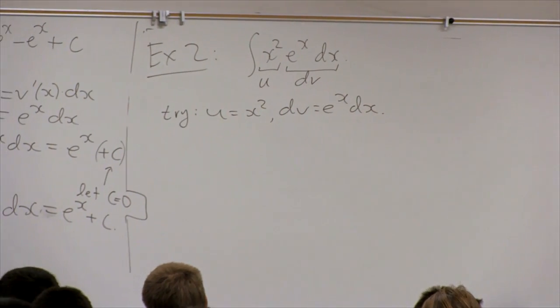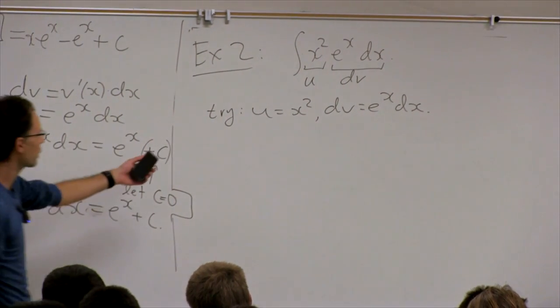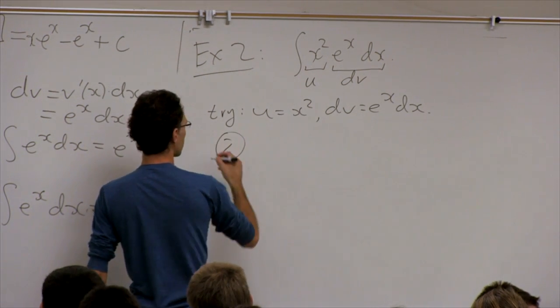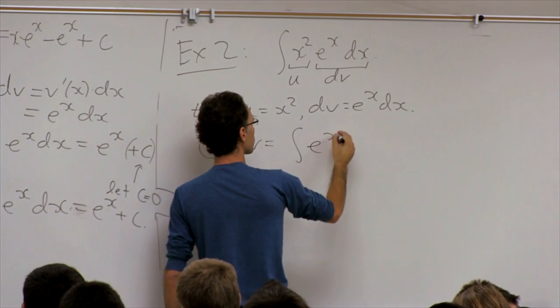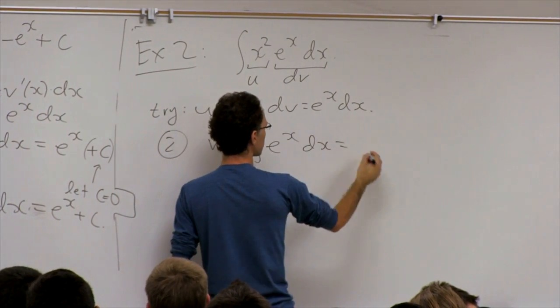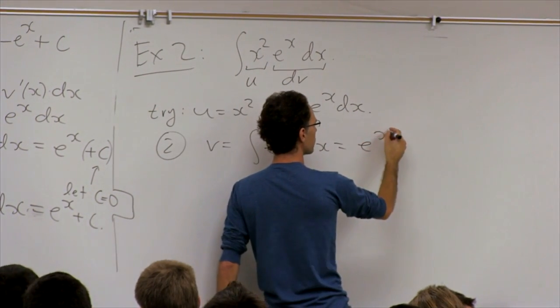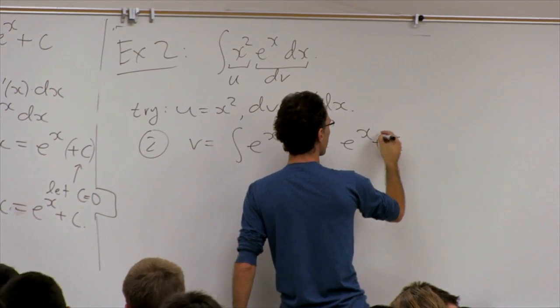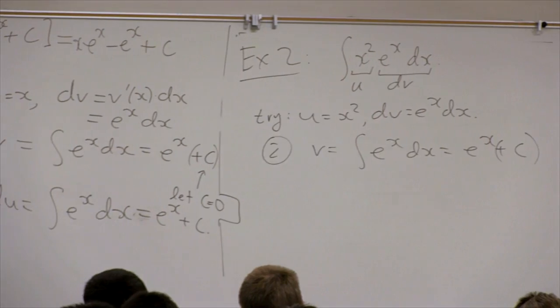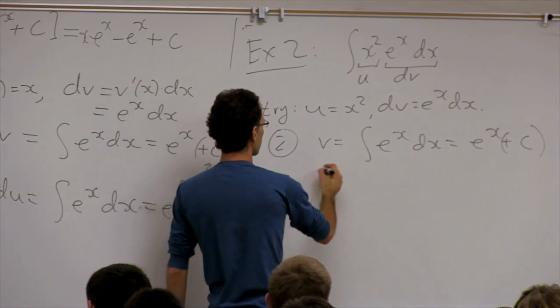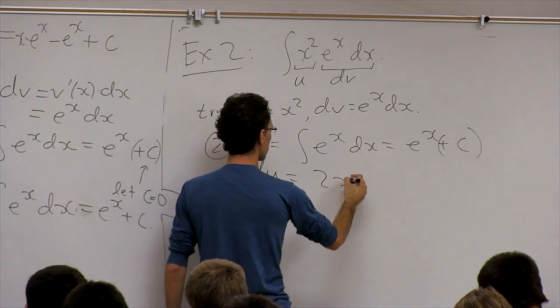OK, so let's go ahead and figure out the second and third steps. The second step would be to figure out what v is, which is the integral of dv, which is, again, a very simple integral. It's exactly the one we did before. And yes, I wrote a plus constant here, and again, I'm going to say you can omit this. This is not going to matter. And let's also compute du. That's 2x dx.